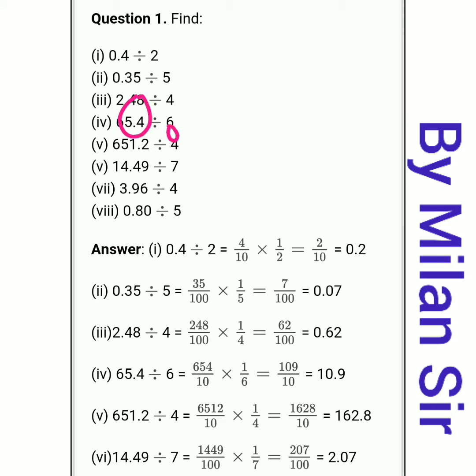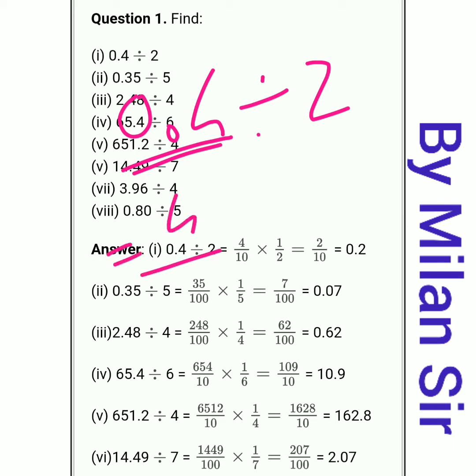Question number 1, it is 0.4 divided by 2. First of all, we need to convert this decimal number into fraction. So first of all, ignore the decimal point. So in numerator 4. Now for the denominator, we need to count the number of digits present after the decimal point. Here after decimal point only one digit is there. So in denominator we need to put 1 0 and before that 1, that means 10. Okay, after decimal point if we have only one digit, then we need to put 10 in the division. Okay, that means 1 0.